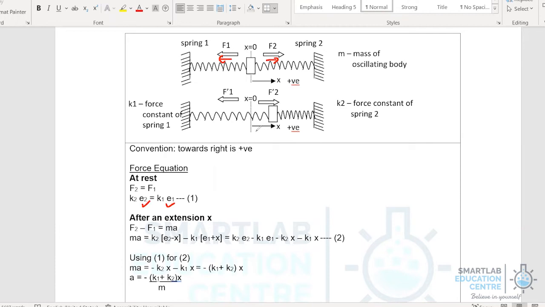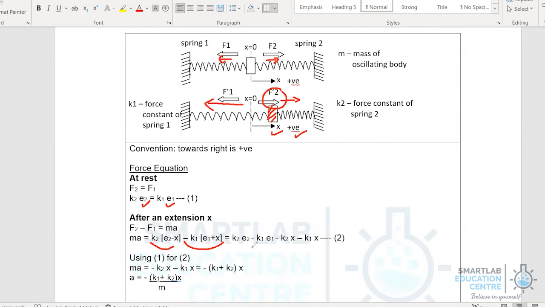Thereafter, we let x be from left to right and let it be the positive convention. Now we shift the object from its equilibrium position towards the right by a displacement x. Studying the force acting on this object, F1 is directed in the negative direction. So F1 is negative k1 bracket e1 plus x, while F2 is directed in the positive direction. So F2 is k2 bracket e2 minus x.